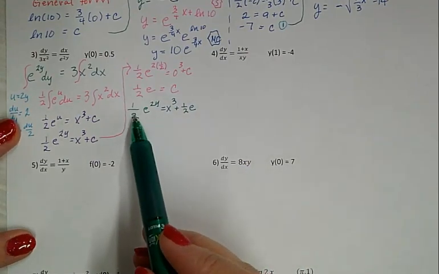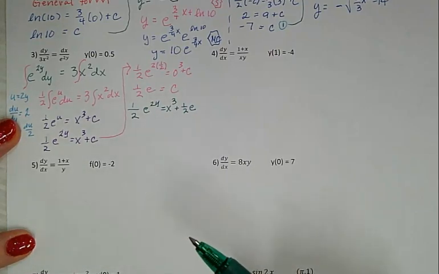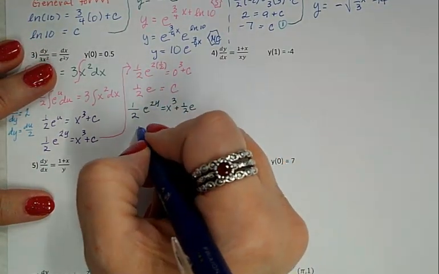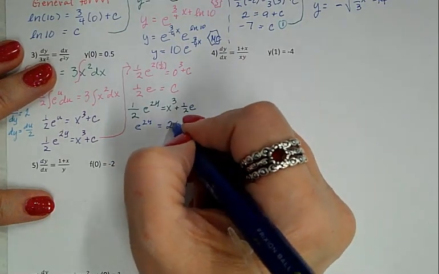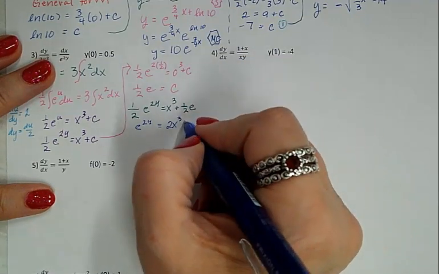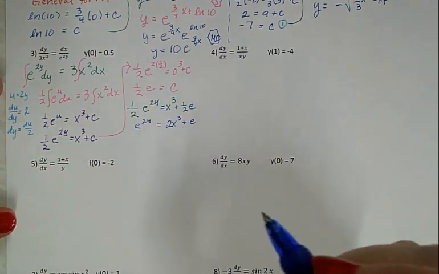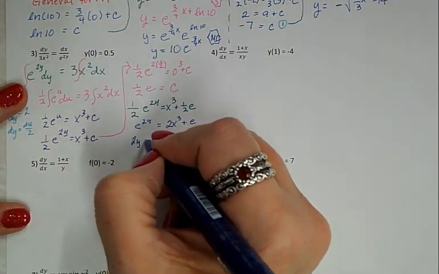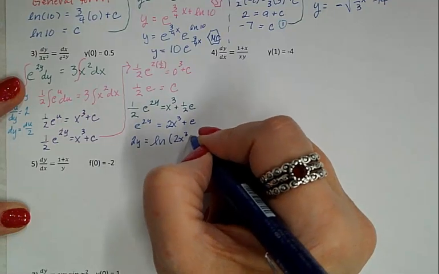So I think probably the first thing I would do right here is multiply through by 2, get rid of this 1/2 in front. And so if I do that and multiply through by 2, then I'm going to get e to the 2y equals 2x cubed, and then I'm going to get 2 times 1/2, which is just going to be 1, so I have plus e. And so now how do I get that y out of that exponent? I change it to a log. So the output to a log is 2y equals natural log of 2x cubed plus e.